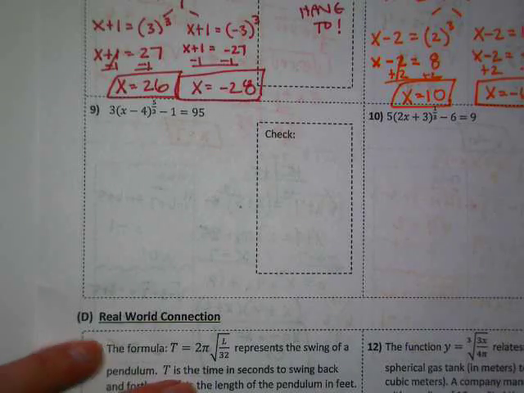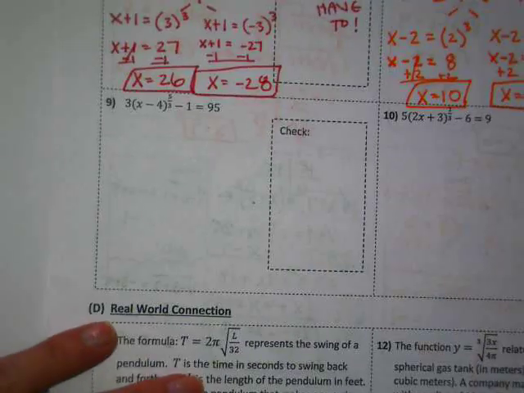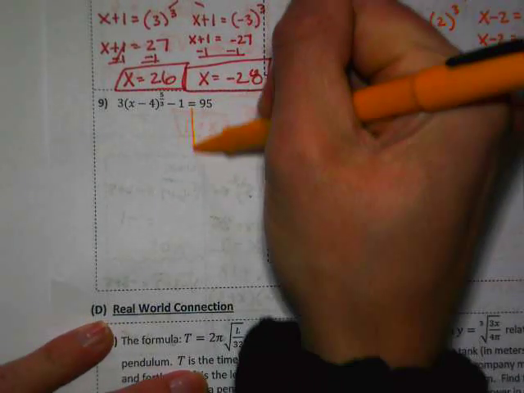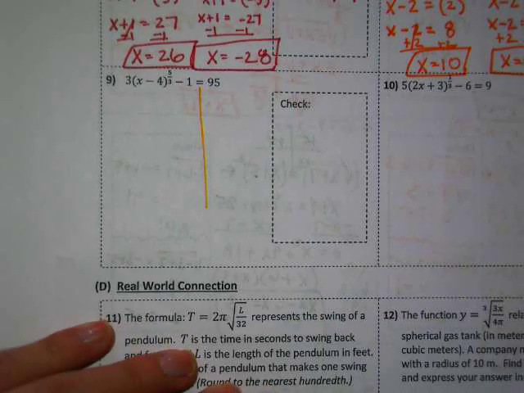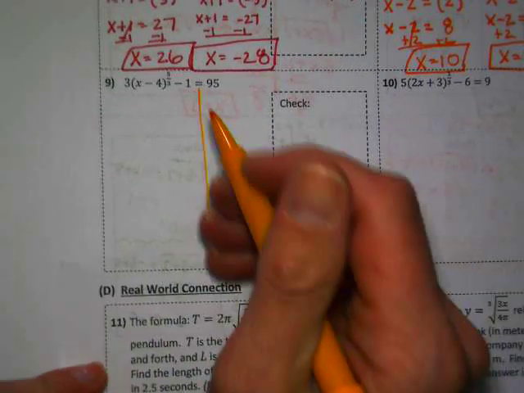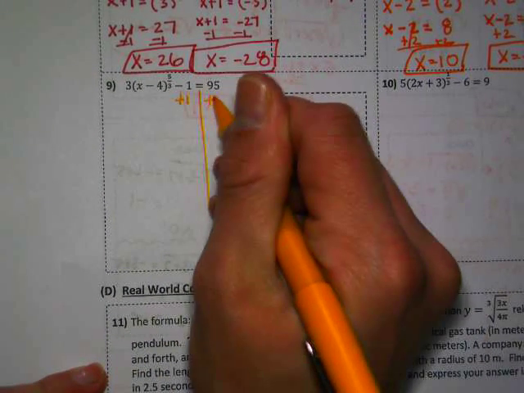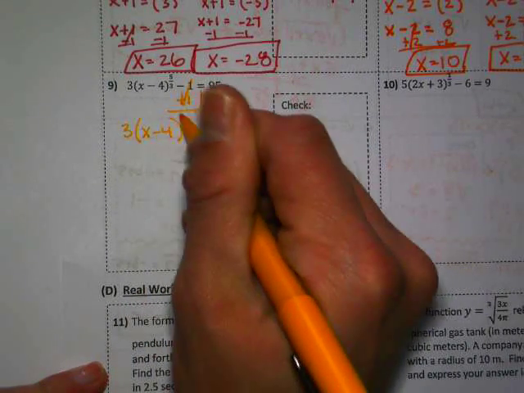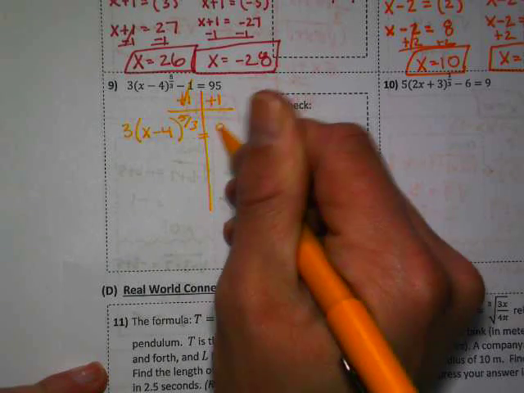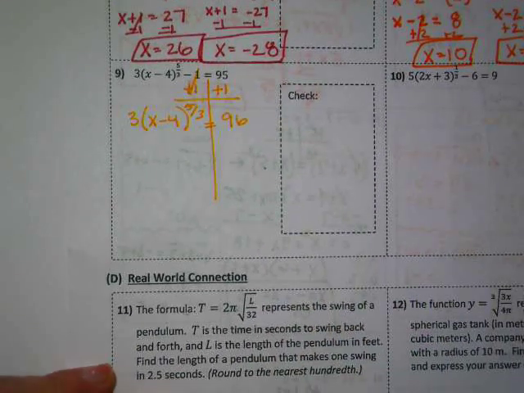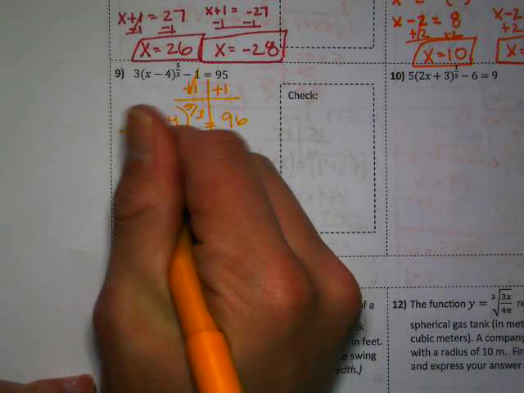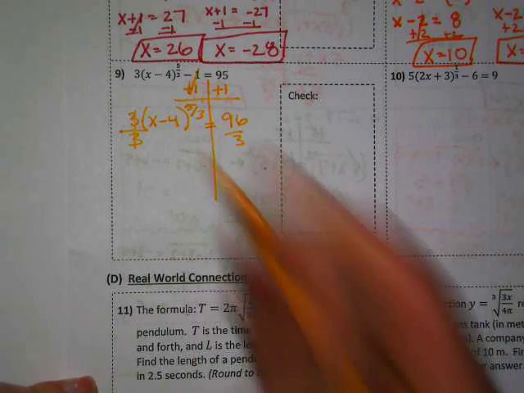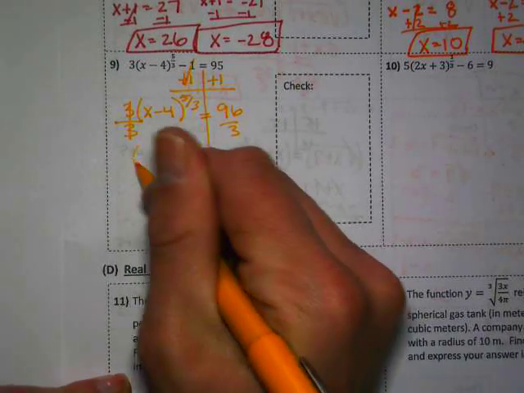Nice. All right, number 9. What's the first step on number 9? Add 1. 3x minus 4, 5/3 equals 96. Then what? 96 divided by 3, which is 32.